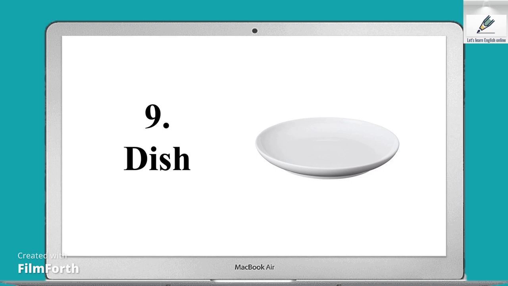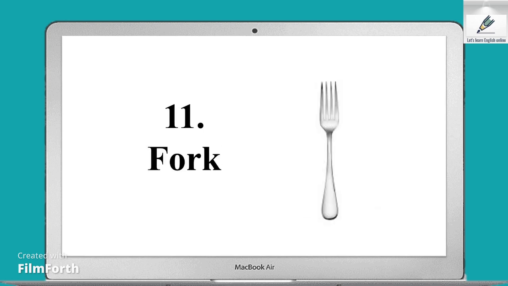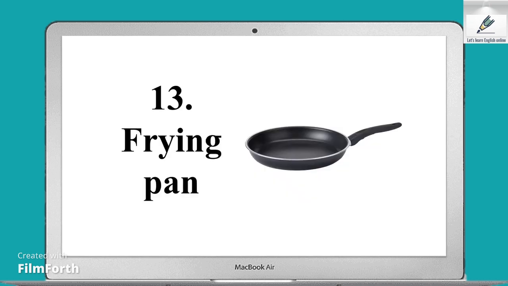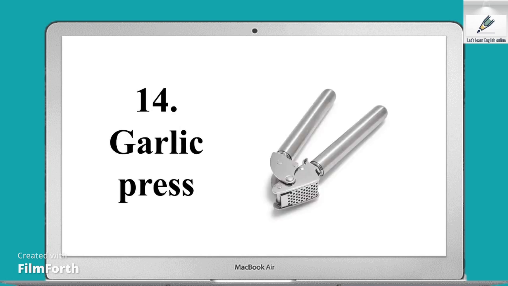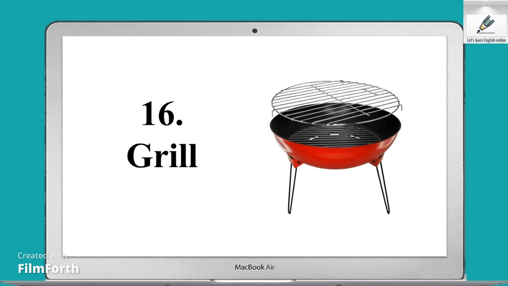Ninth word is dish. 10th word is dishwasher. 11th word is fork. 12th word is freezer. 13th word is frying pan. 14th word is garlic press. 15th word is grater. 16th word is grill.